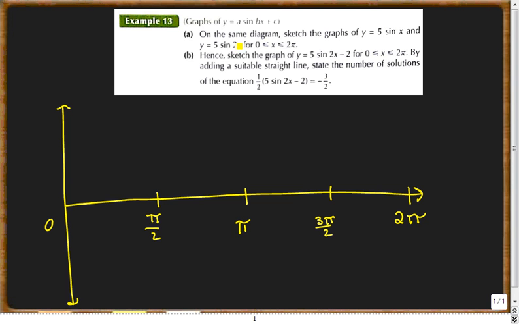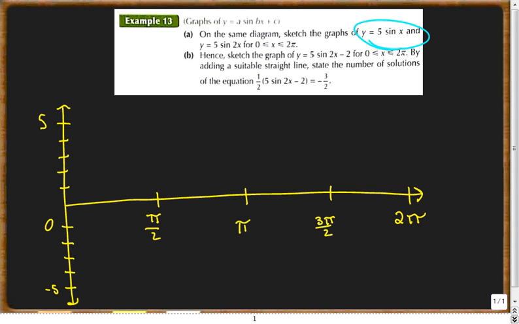So we are looking at y equals 5 sine of x. The amplitude in this case is 5, so we know that we're going to be talking about values that could be going up to 5. So 1, 2, 3, 4, 5. So this is -5, and this is 5. So we want to graph, let me use blue, y equals 5 sine of x.